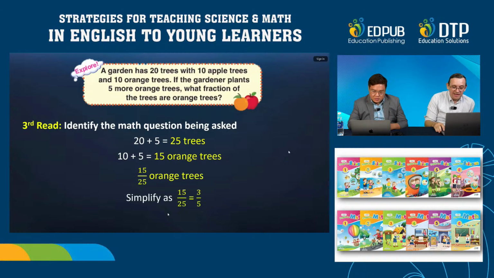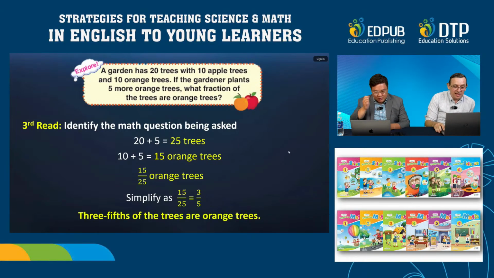How can we simplify that? There we go. And in the lesson, this is the language structure they learn. And we can say 3/5 of the trees are orange trees.